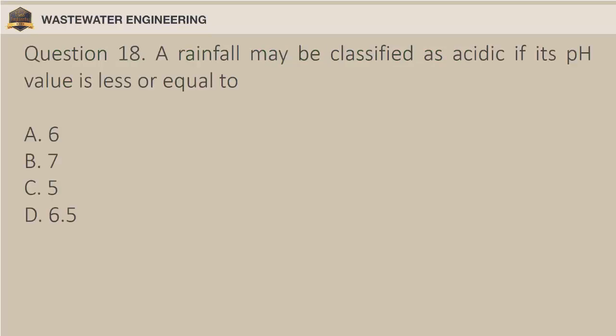Question 18. A rainfall may be classified as acidic if its pH value is less than or equal to A. 6. B. 7. C. 5. D. 6.5.